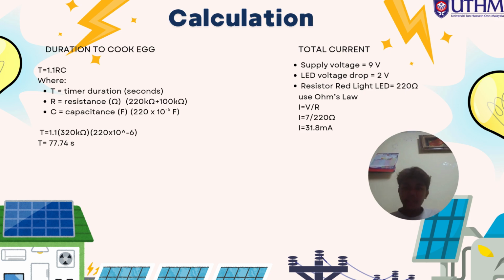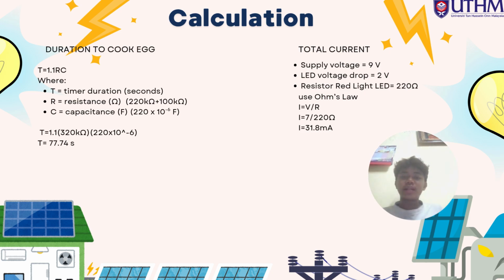I will be explaining about the calculation. First, the duration to cook the egg, where the equation is t equals 1.1 RC, where t is the time duration in seconds, R is resistance, which is 220k ohm and 100k ohm as a variable, and C is capacitance, equal to 220 times 10 to the power of negative 6. So we put the values in the equation, and we got 77.74.